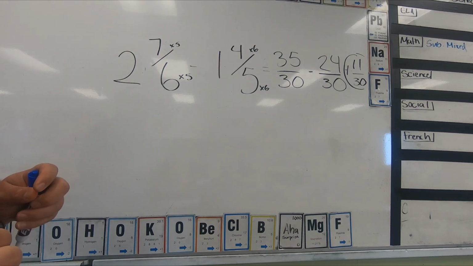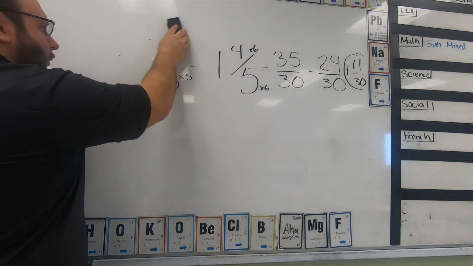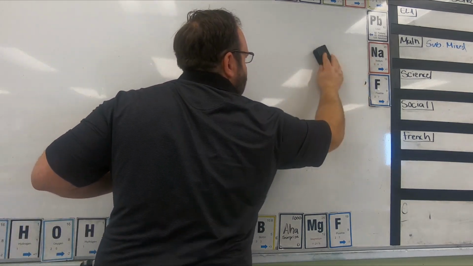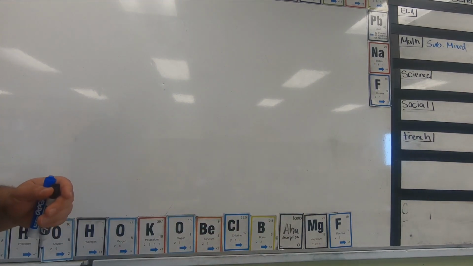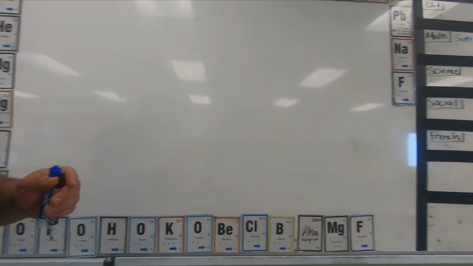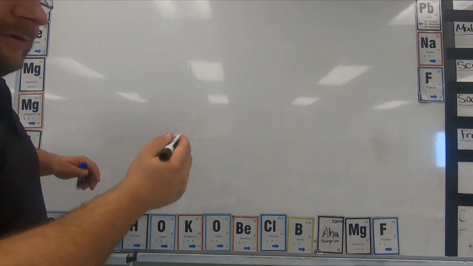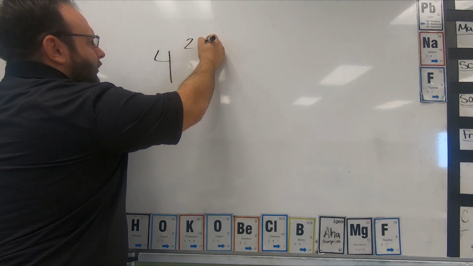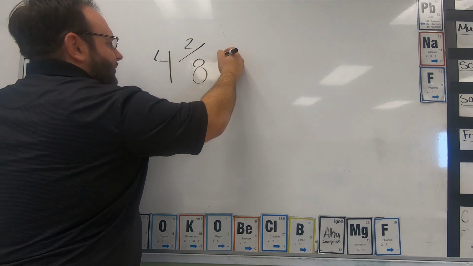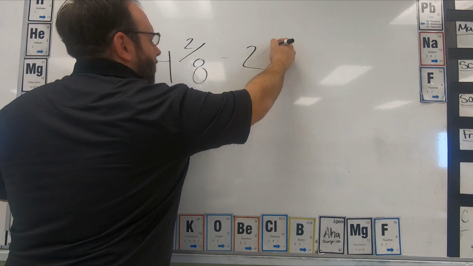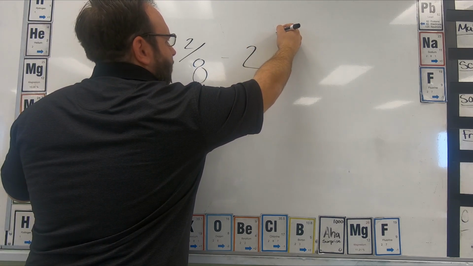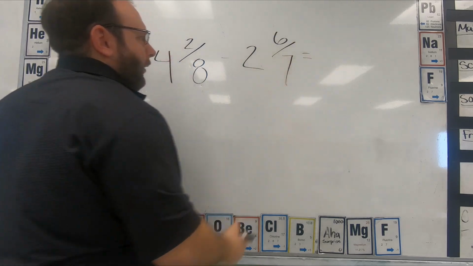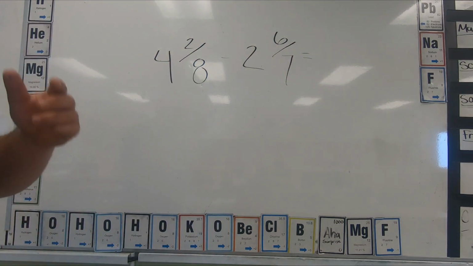That is the way we do our problems. Let's just do a couple more together here if you need some more help. I'll try to go slow, and remember, you can pause the video at any time if you feel you need to. Let's turn the camera back over here a little bit. Very amateur videos, I apologize. Let's do 4 and 2/8. So take away 2 and let's do 6/7.